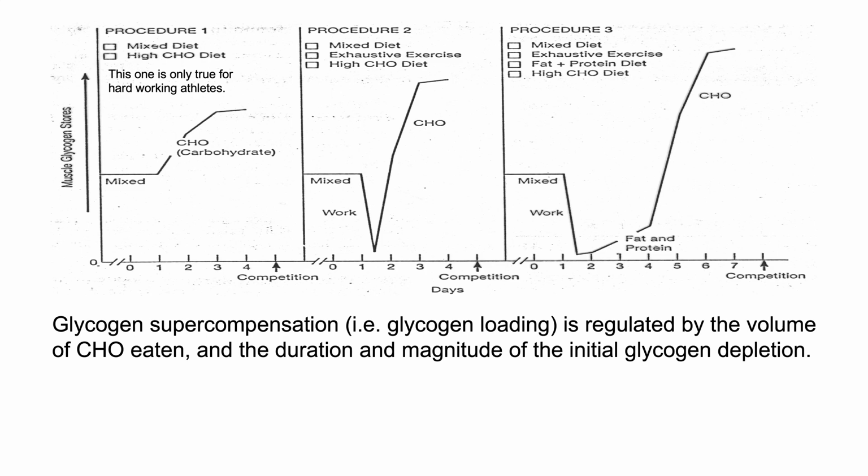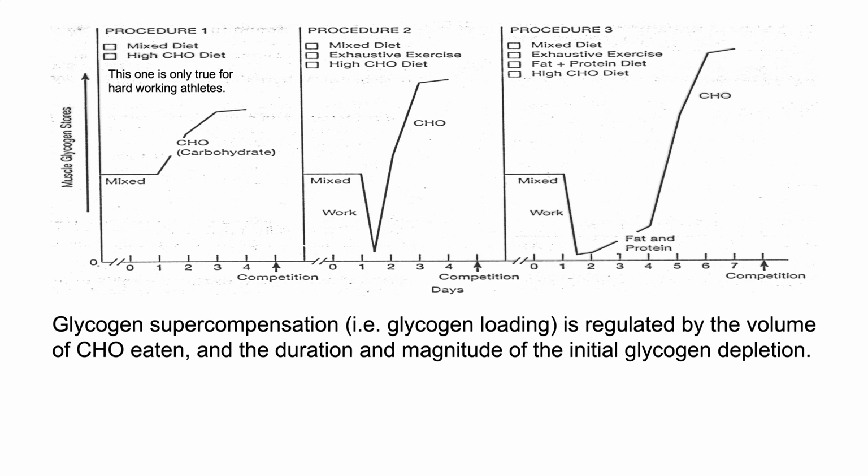Actually, procedure 1, you didn't deplete glycogen. You just ate a higher amount than you normally did. So these are different procedures based upon the athlete. For most athletes, I always recommend number 1 is probably the best, just increase your carbohydrate intake. That should be sufficient for most athletes, just making sure you're eating enough before the event, during the event, after the event, and throughout the week leading up to the next competition.